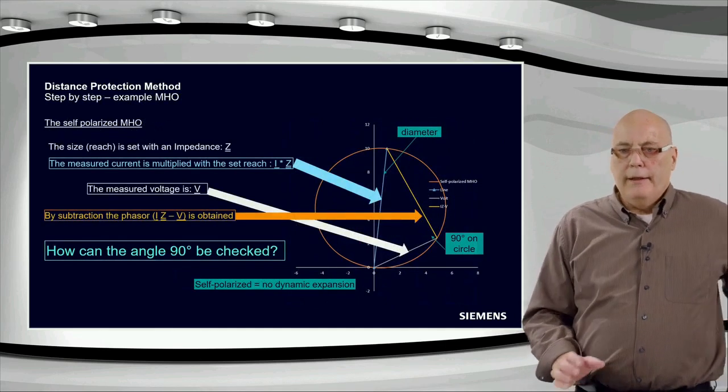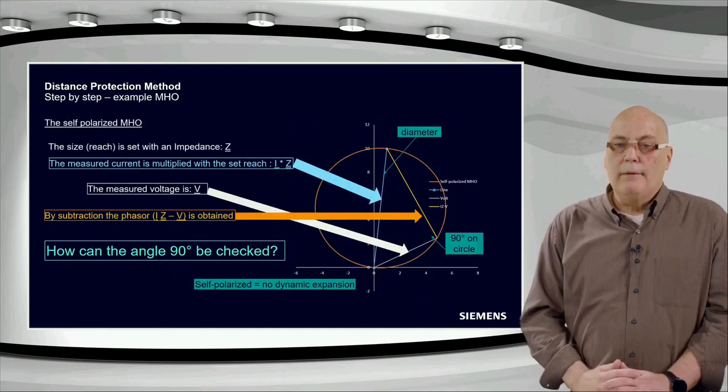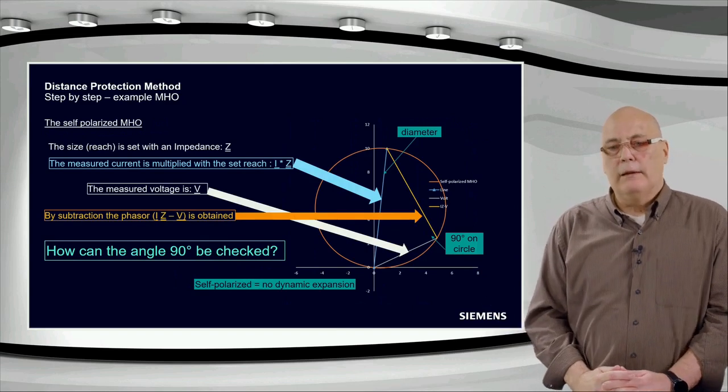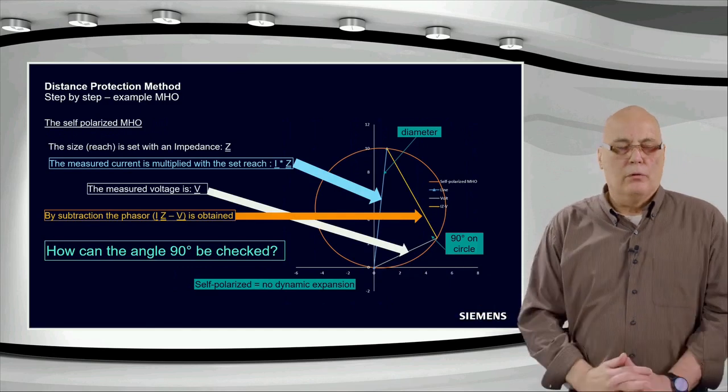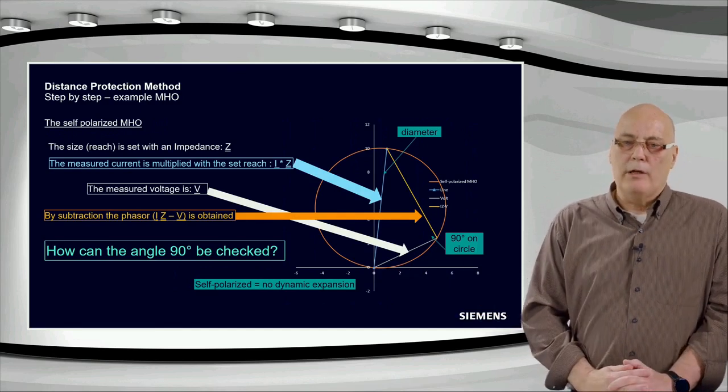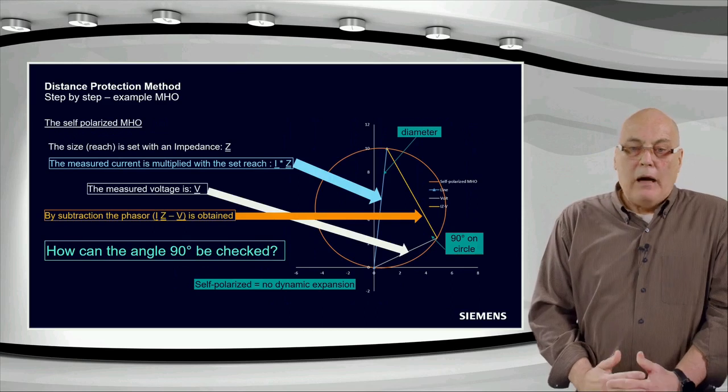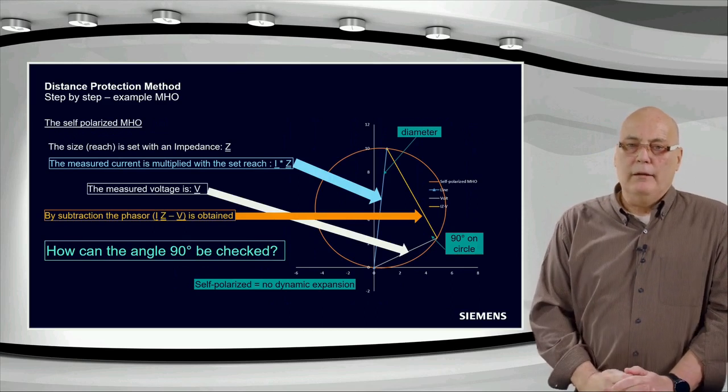What you see now here is this Mho circle, now not offset. Basically, it is through the origin. This is the classic Mho circle, not offset. It's a self-polarized Mho circle, we can say. And how does one do this? Okay, how does a distance protection do this?